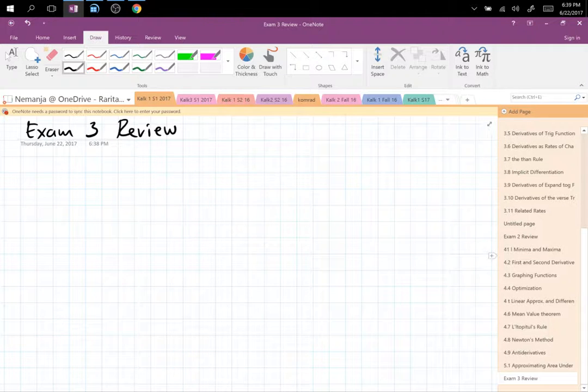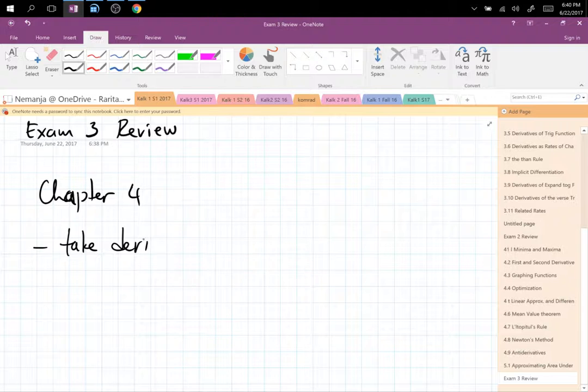So what we have on this exam is Chapter 4, and that is on application of derivative. So you need to know how to take derivatives. You learned that in chapter 3, but you still need it, right? Because you set derivative equal to 0, you do first derivative test, second derivative. So if you don't know how to take derivatives, it's not going to go well.